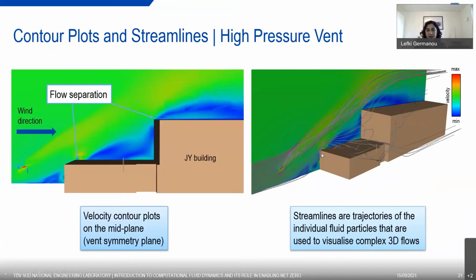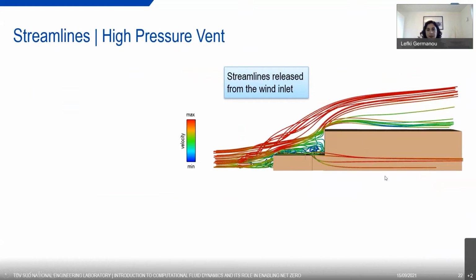So again, we observe, thanks to the streamlines, the flow separation, but also the recirculation zones, the eddies forming at the top of the James Young building on its first part. Here we have visualized again the streamlines colored by velocity magnitude, where you observe that these recirculations, these eddies, have very low velocity.